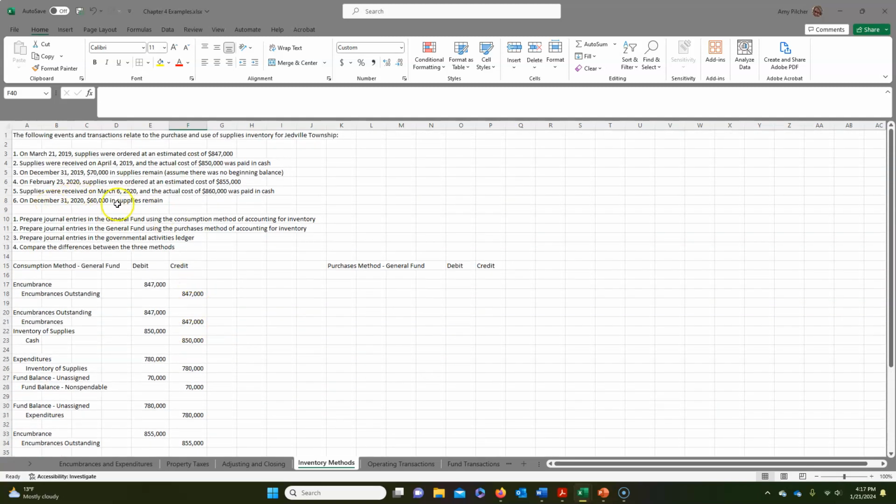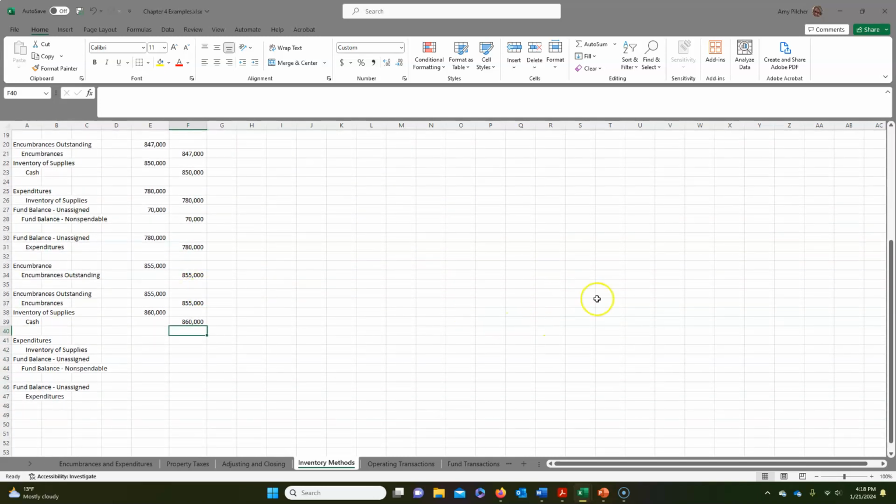Then we're on December 31st. We have $60,000 in supplies remaining, and we had a $70,000 beginning balance. Okay, so we had expenditures then. If we take $860,000 plus $70,000 and then subtract $60,000, we had expenditures of $870,000. And we used $870,000 in supplies.